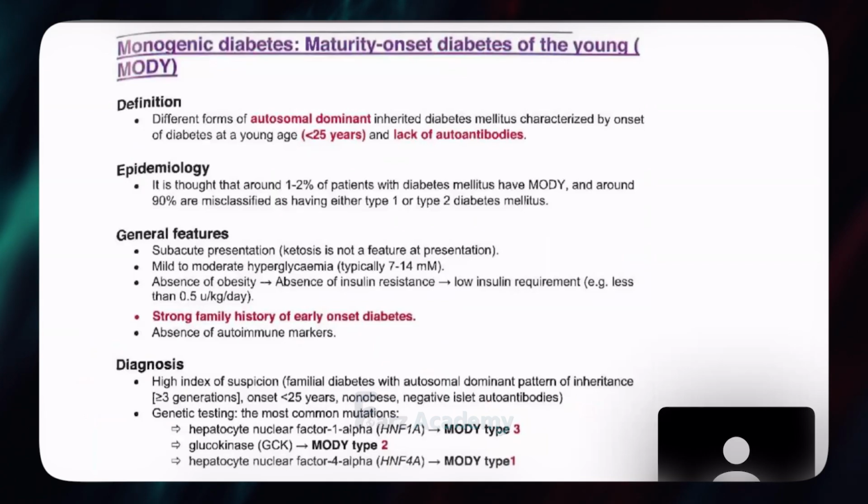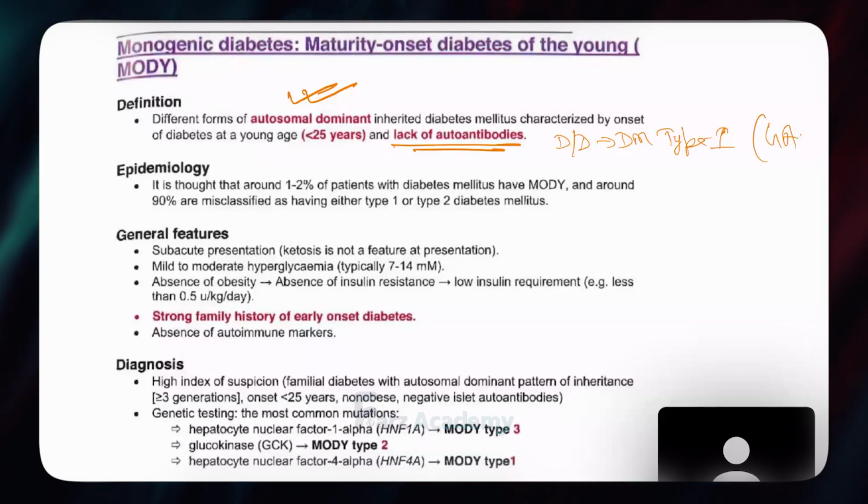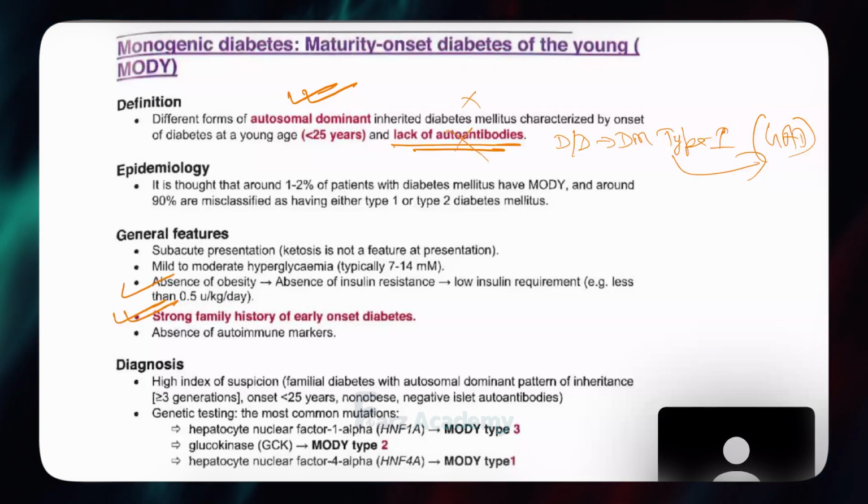So what is MODY? MODY is an autosomal dominant disease. There is a lack of autoantibodies. The differential diagnosis is diabetes mellitus type 1, where there will be autoantibodies. Which autoantibodies? The GAD autoantibody will be present in type 1 diabetes. Here, these will not be present. No antibodies here. Strong family history, non-obese.